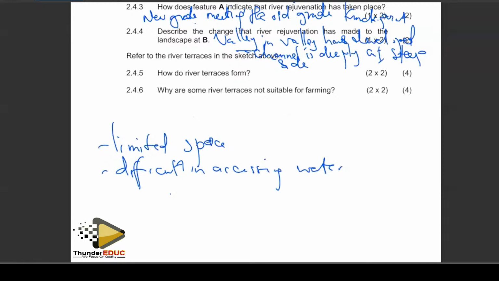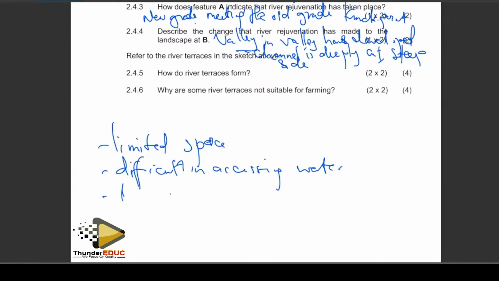Because of the deep cutting of vertical erosion, you tend to find that water sometimes will be very deep into the new channel. And it will be difficult to access because the sides of the new channel will be steep. Remember, it will be entrenched. Vertical erosion will cause the channel to be very deep, and it will make it difficult to access water to supply to farming happening on the terrace.